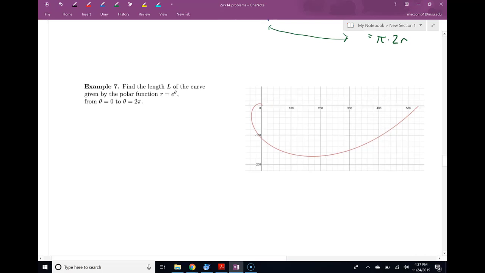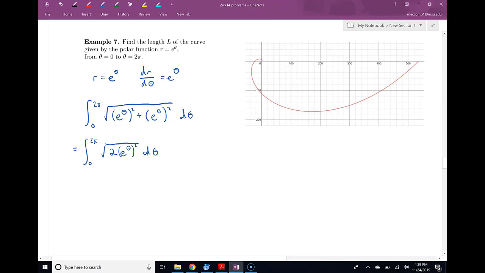For all of these, I would recommend pausing the video and trying them on your own, as if we were in class. This is an excellent level of difficulty for a problem. It's not too easy, not too hard. So please pause the video, try this one, and when you're ready, we'll go ahead and go over it.